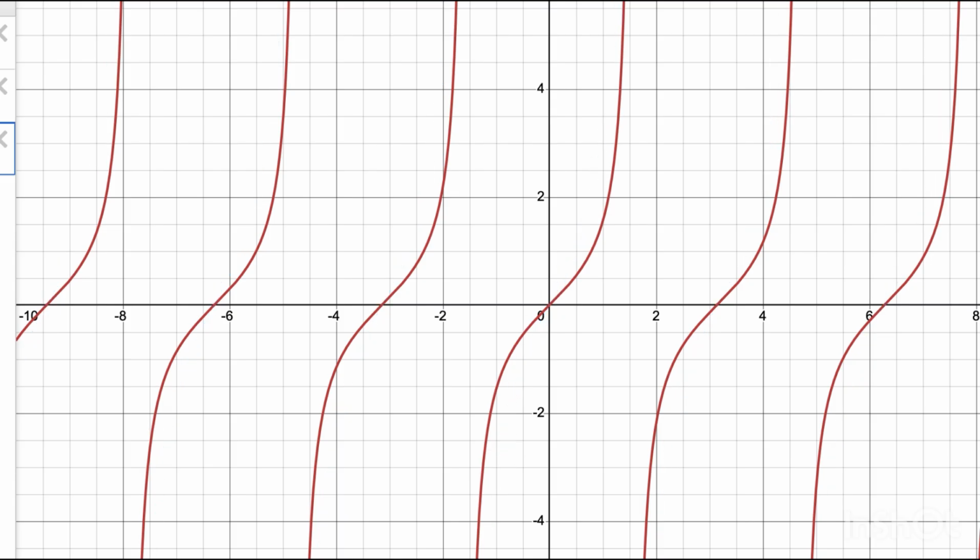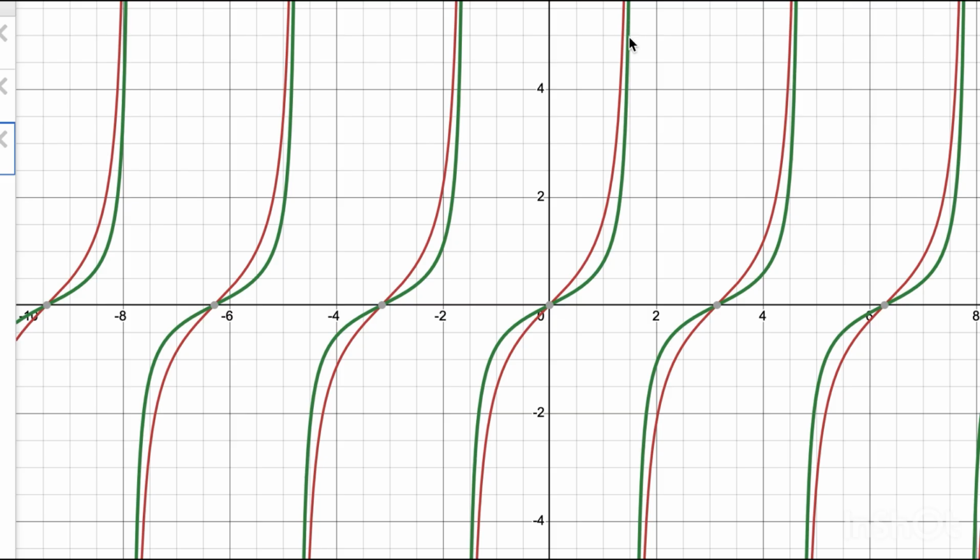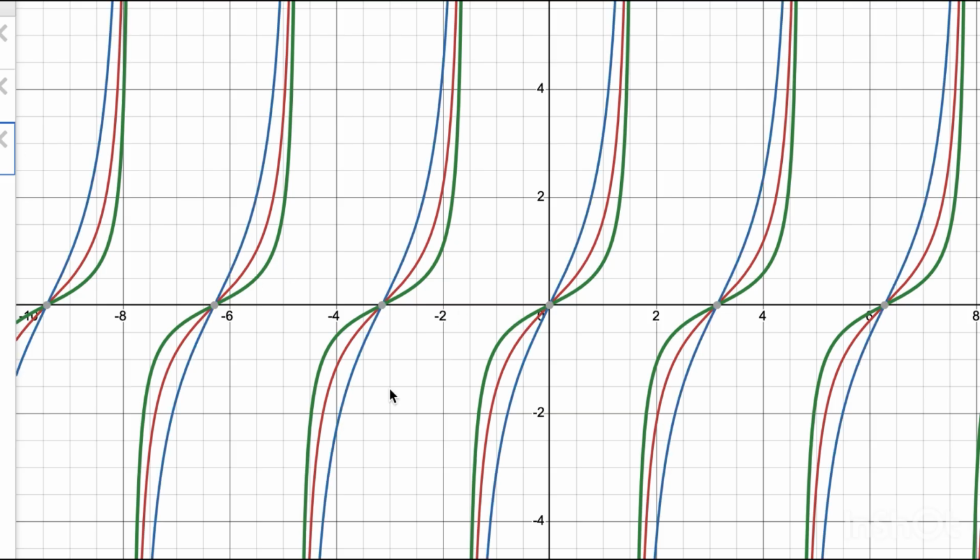What if it's a 0.5? What will happen? It will come closer to the x-axis. It means I will start rotating and reflecting before I reach the x-axis. So I will show you the 3 together, as you can see.